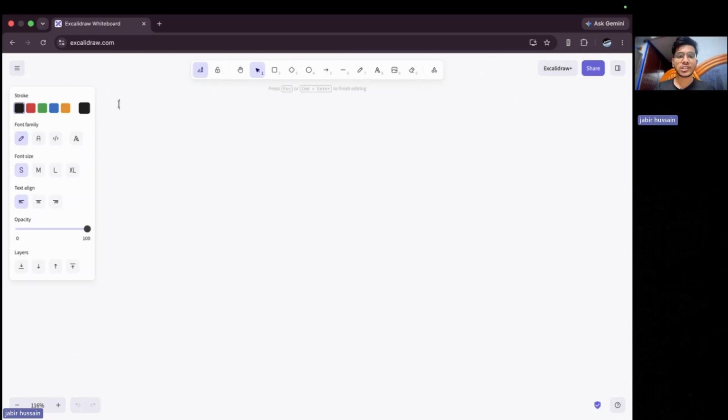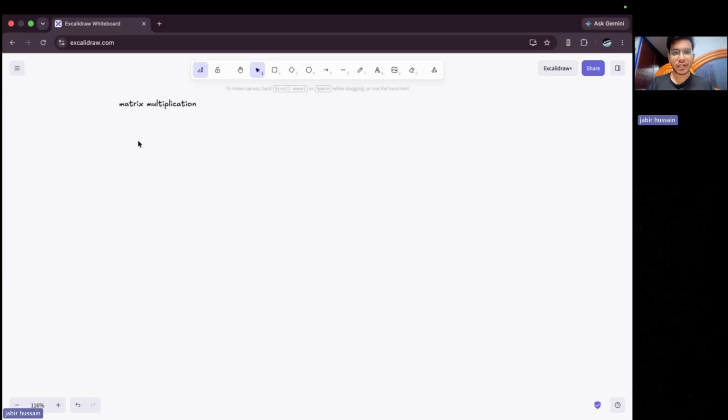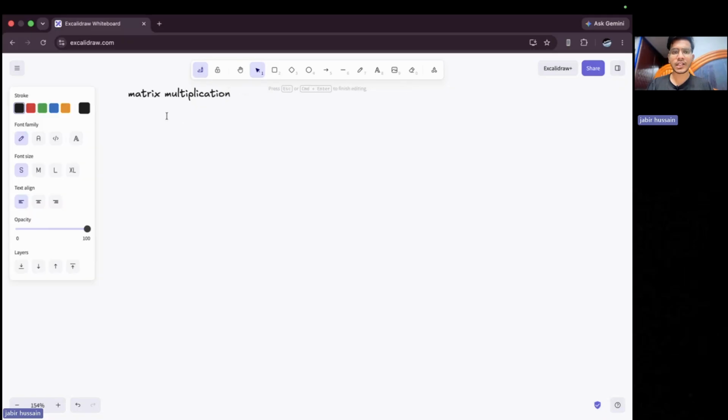The first concept of this class is matrix multiplication. Let me directly tell you what the different ways are. There are actually four to five ways of looking at matrix multiplication, and all of these ways boil down to one method, which we'll see in a few minutes.